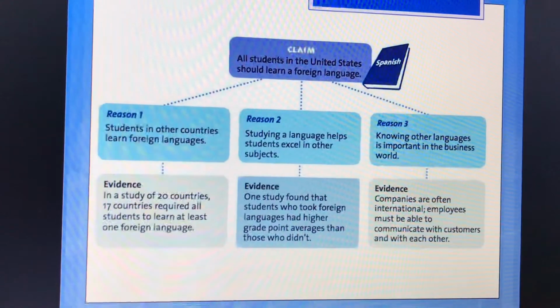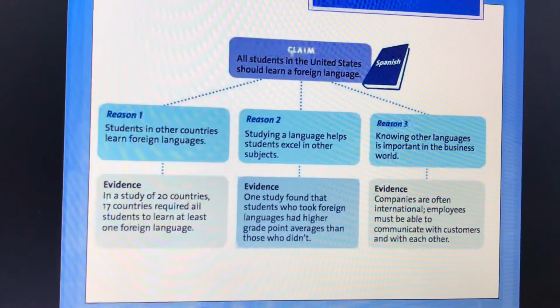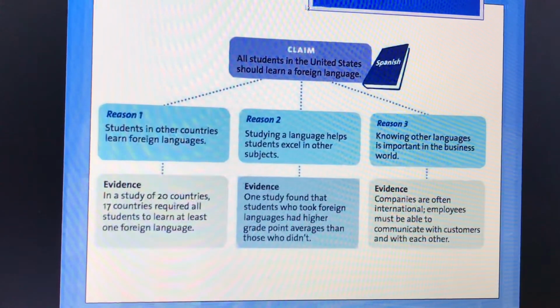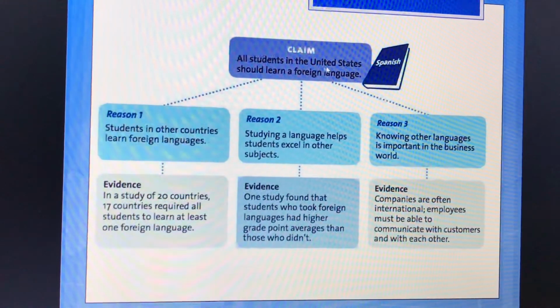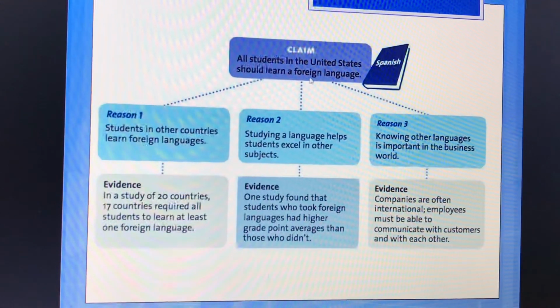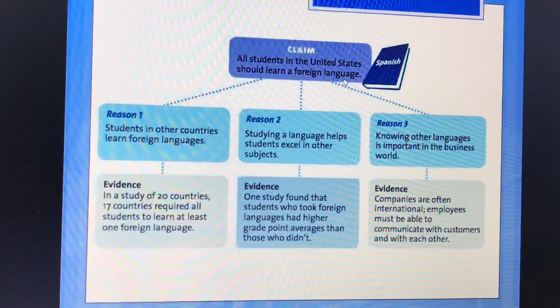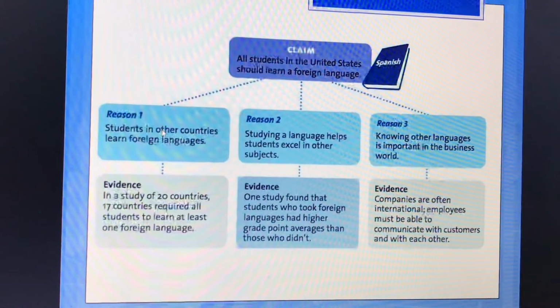Let's check and read about the opinions. Okay, see, now the topic: learning a foreign language. The claim: all students in the United States should learn a foreign language. So now how many reasons do we have?